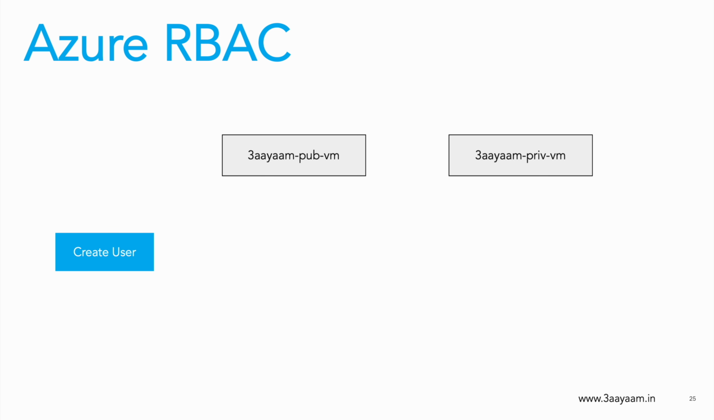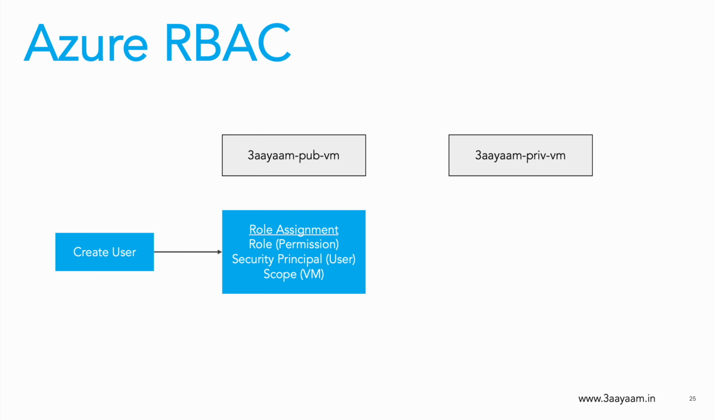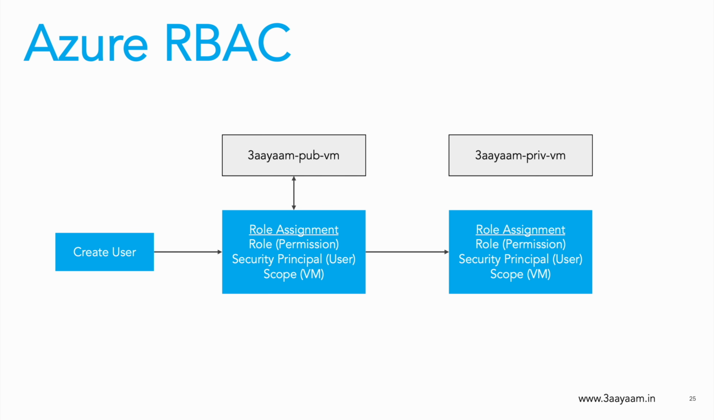So that's why I'll be creating a separate user, and then I'll use role assignment, which would contain the role, the security principal. Security principal would be the new user that I create, and the scope would be the VM, and I'll assign the role with the VM. Similarly, I can do the same for the private VM also. This is for your exercise. I'll only do the public VM.